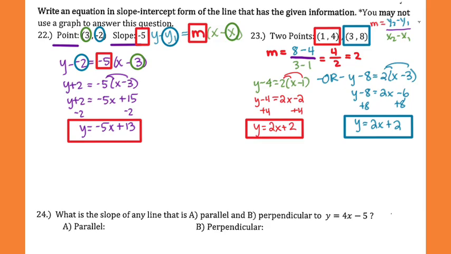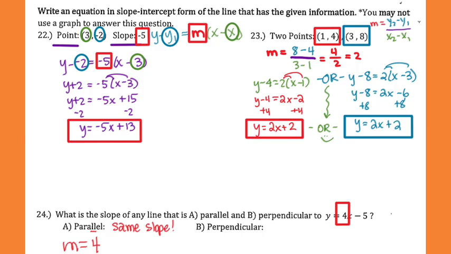All right, 24 talks about what's the slope of the line that is parallel or perpendicular to this line, y equals 4x minus 5. So it's all about the slope, right? It's all about the slope. Parallel has 3 of the same letters, reminding us that it is the same slope, the same rise over run. So if the slope of this line is 4, the parallel slope would be 4.